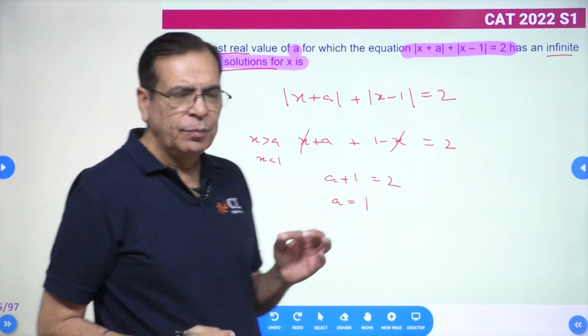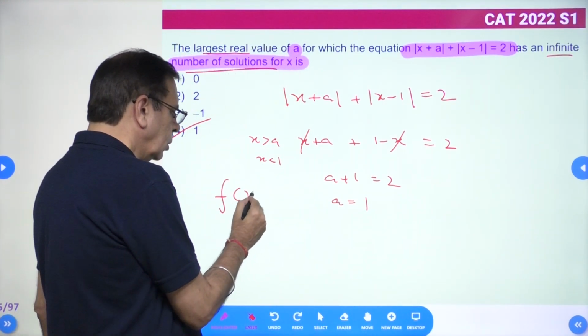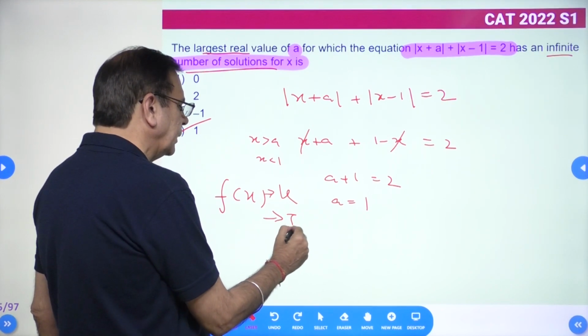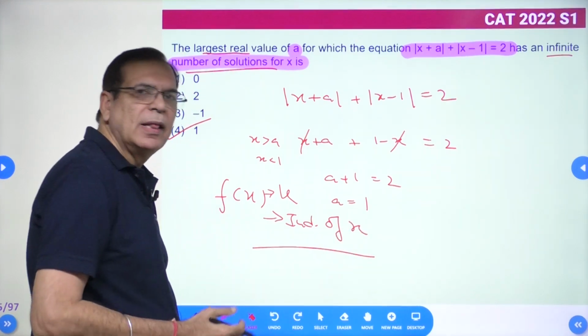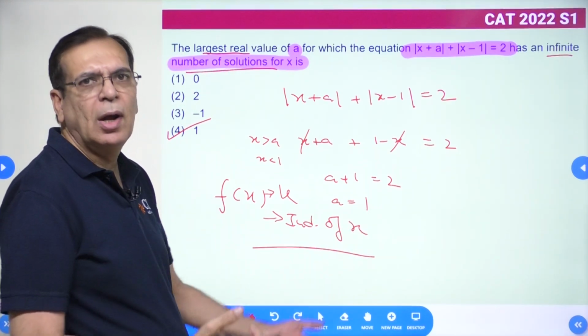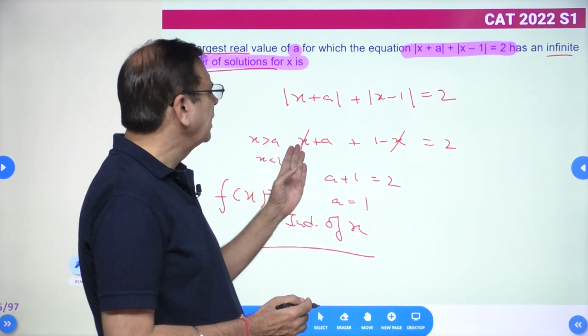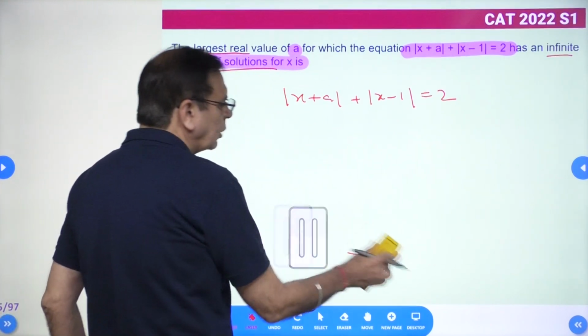So please remember, infinite solution also means f(x) equal to a constant number or something which is independent of x. If it is independent of x, then all values of x will give me the same solution. I will have infinite solution, and which is why यहाँ पे बहुत simple था यार, किसी तरह x को निकाल के बाहर फेंक दो. And the moment I do that, I don't have to think too much.